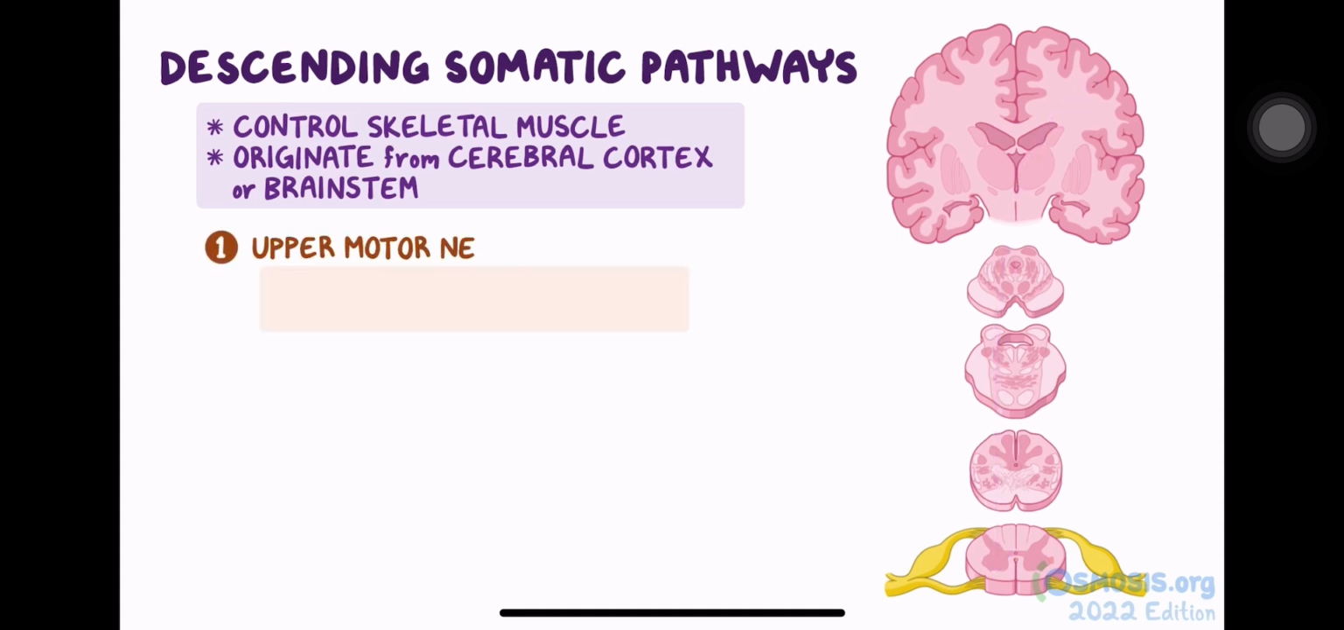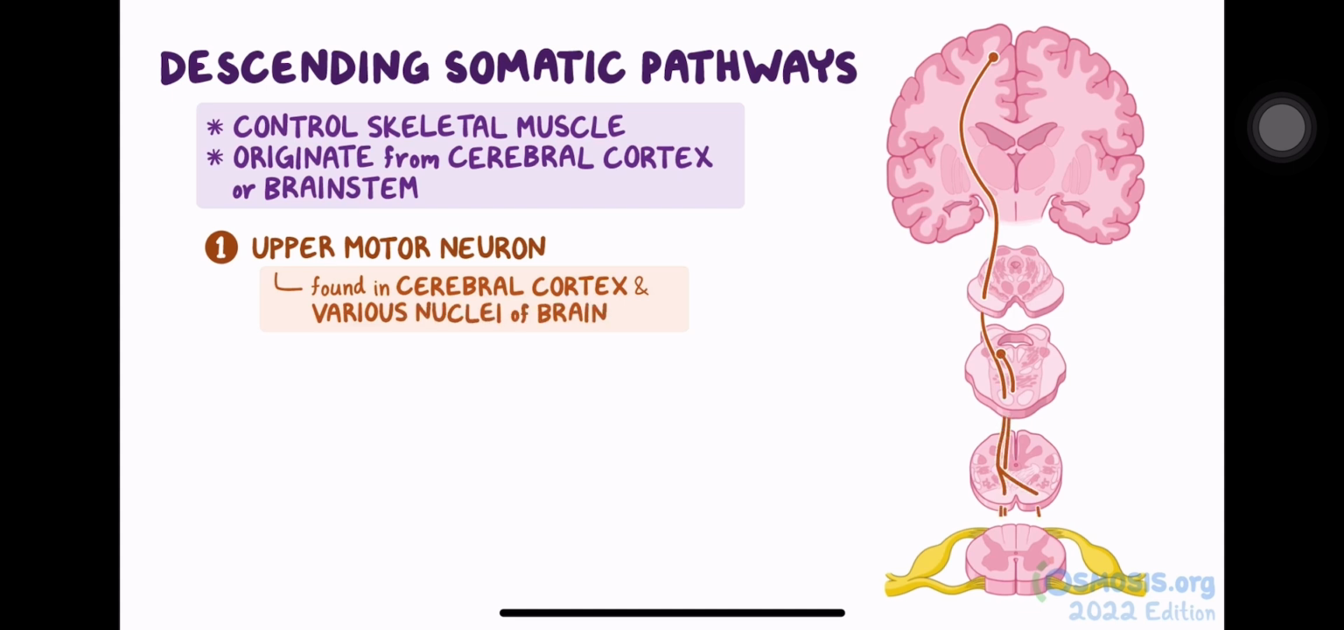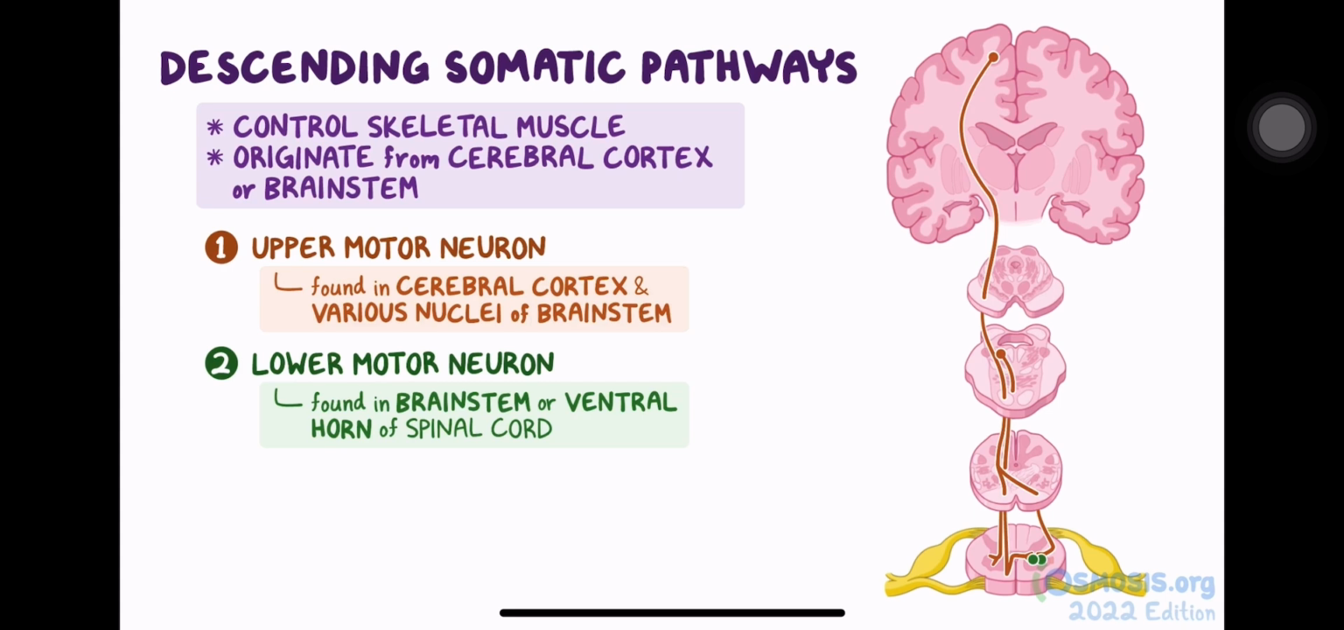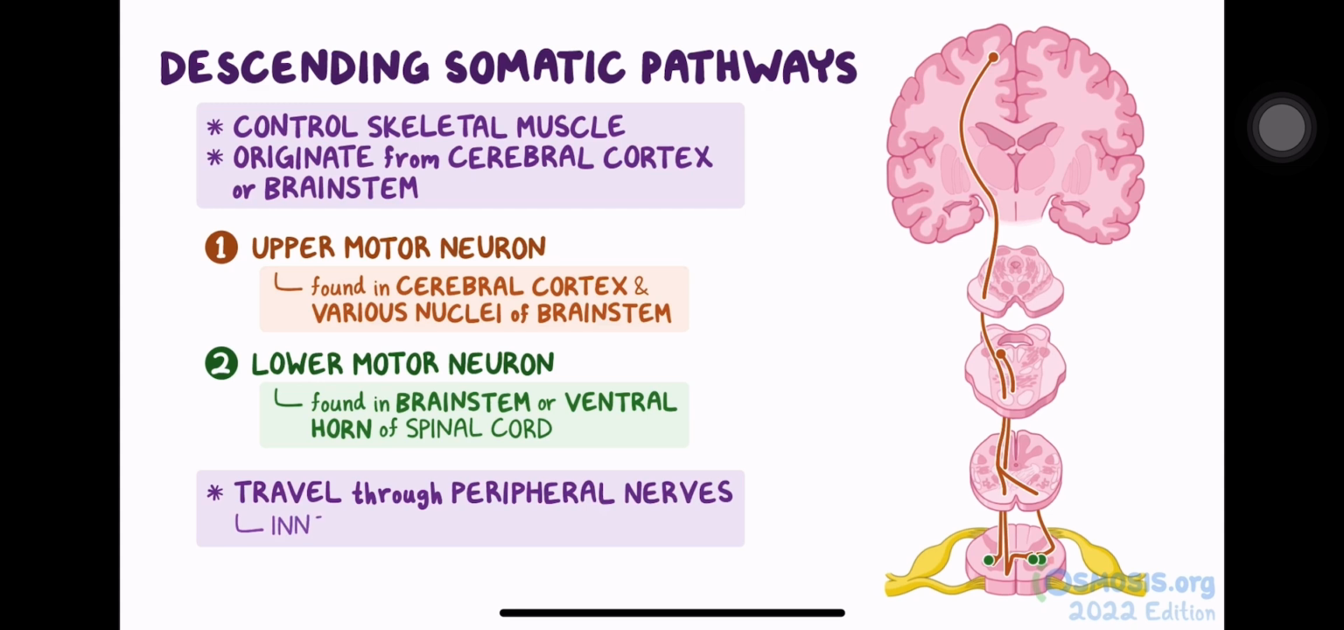The upper motor neurons are found inside the cerebral cortex and various nuclei of the brainstem, while lower motor neurons are found inside the brainstem or the ventral horn of the spinal cord. From the ventral horns, axons from lower motor neurons leave the spinal cord through the ventral roots and travel within peripheral nerves to innervate the skeletal muscles of the body.